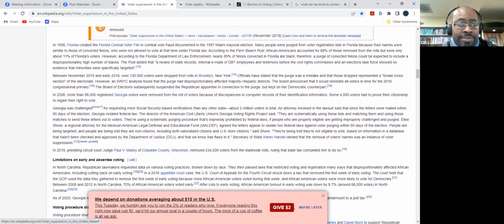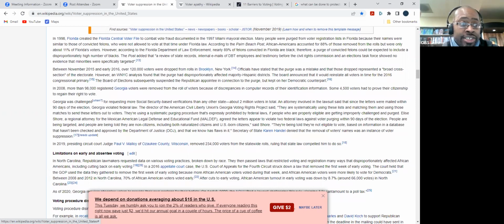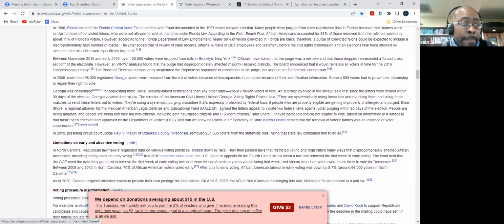In New York, for example, they claim they made a mistake and purged over 120 voters back in 2016, and that affected a majority of the Hispanic districts. In 2008, more than 98,000 registered Georgia voters were removed from the roll due to a computer error. Some 4,500 voters had to prove their citizenship to regain their right to vote.